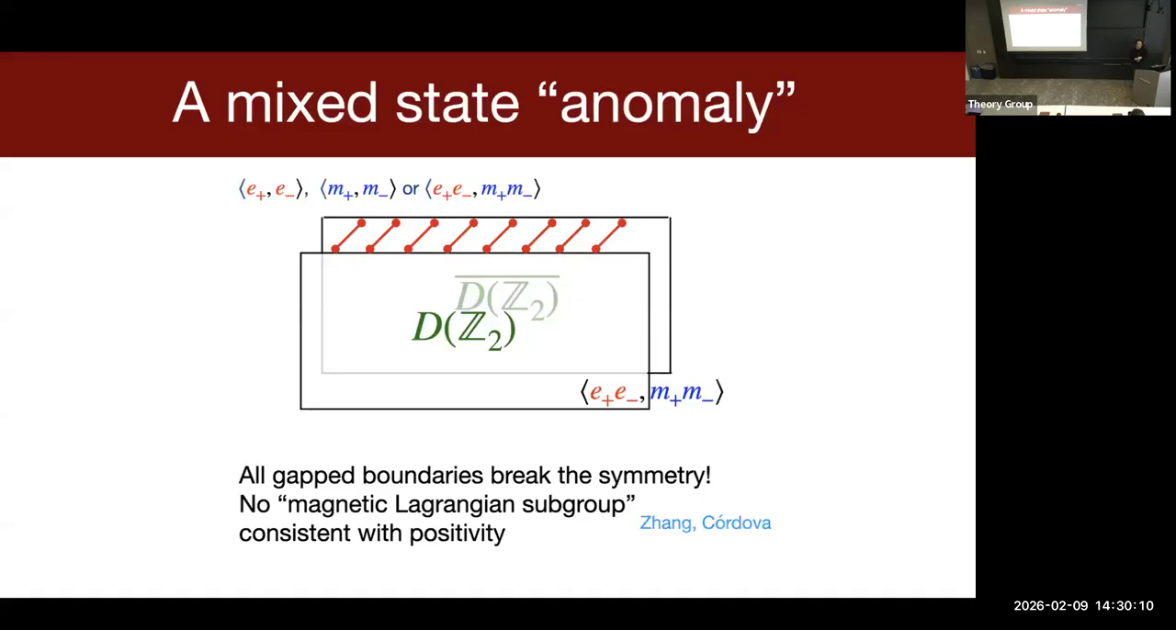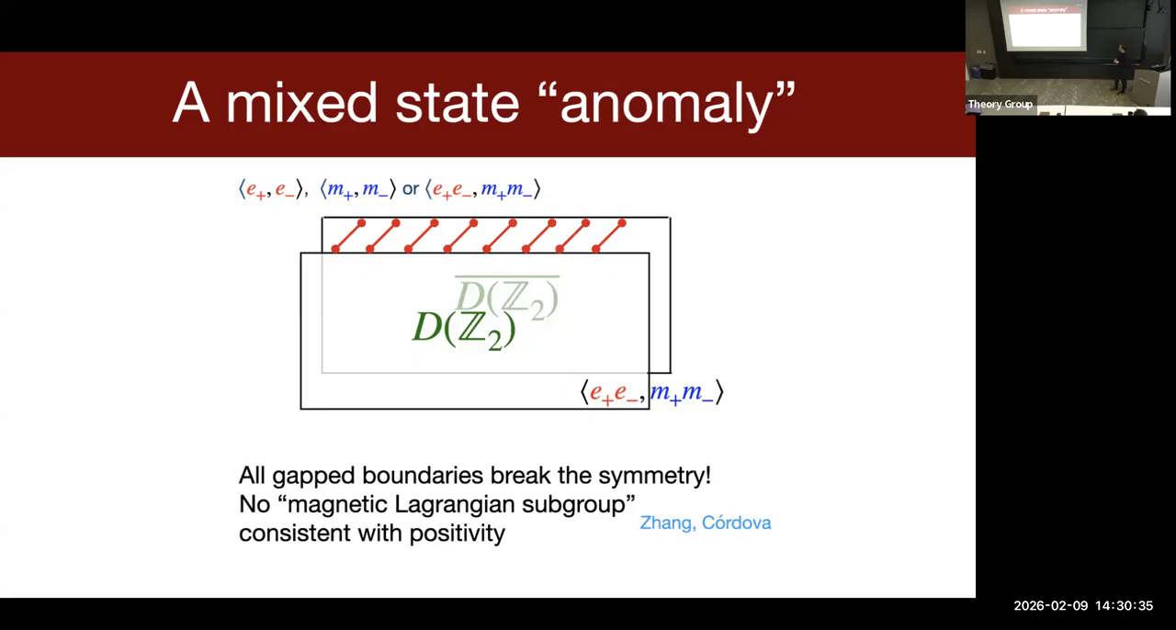So yeah, the point is that all of the gap boundaries will break this symmetry. And so this is kind of an anomaly in the sense that there's some obstruction to having a trivial gap ground state in this context. And importantly, this is really only there because we're in this mixed state setting.